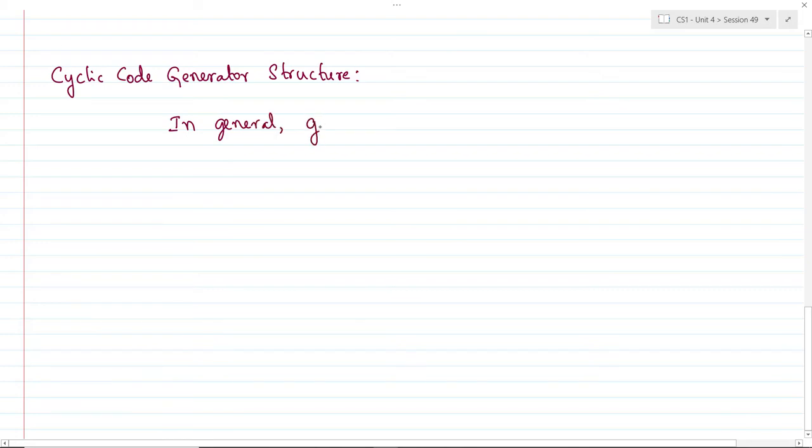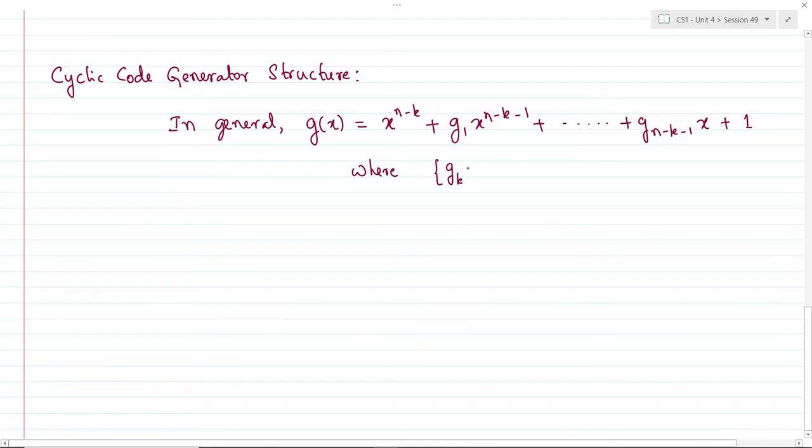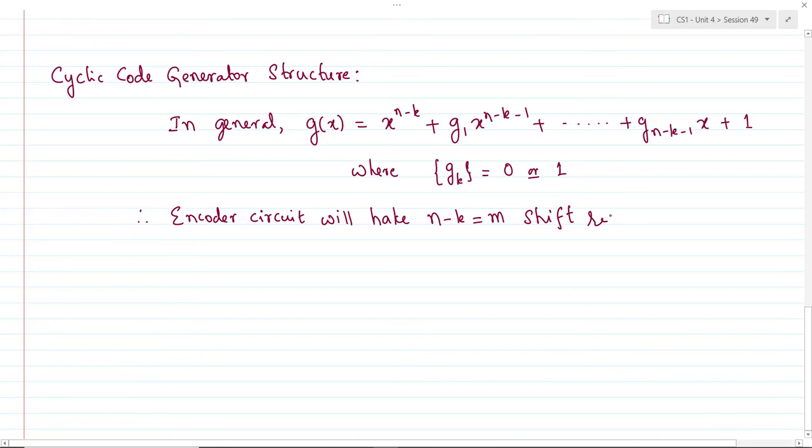in general the generator polynomial g of x can be written as x power n minus k plus g1 times x power n minus k minus 1, and it can go up to g n minus k minus 1 times x plus 1, where all these g k's could be either 0 or 1. An encoding circuit will have n minus k shift registers. So the encoder circuit will have n minus k, which is m, number of shift registers.